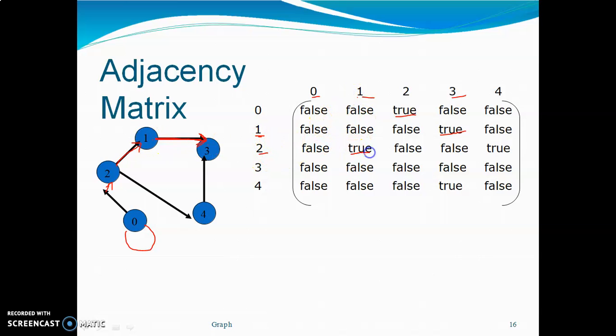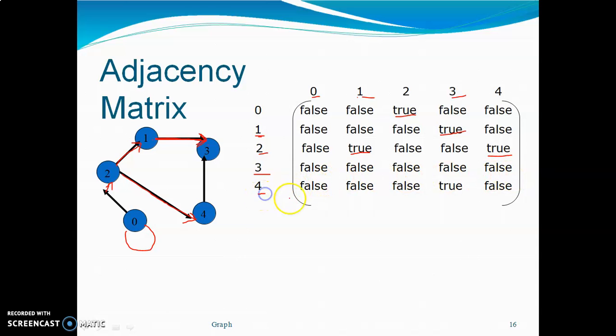So we have a true value at this. And there is one more edge from 2, that is another edge to 4. So 2 to 4 is also true. 2 to 4 is true. Next, for vertex 3. Vertex 3 doesn't have any out degree. Because there are only 2 edges which are reaching 3, from 4 to 3 and 1 to 3, but there is no outgoing edge from 3. So we'll write all false for vertex 3.